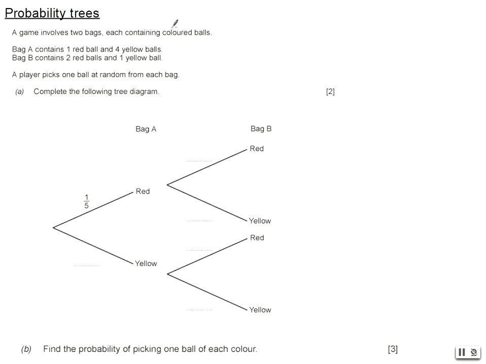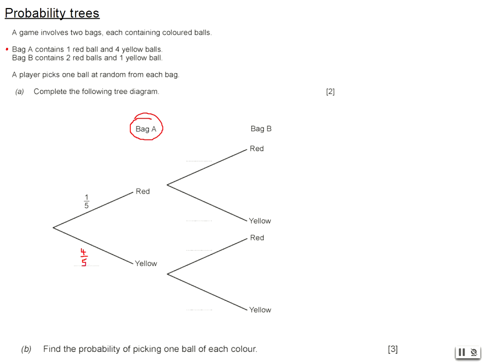So, probability trees. Now this first question talks about a game involving two bags, each containing coloured balls. So bag A contains 1 red and 4 yellow. So this first section of the tree diagram is bag A. So there's 5 balls in total, so that's why they filled in 1 out of 5 for red. That means the remaining 4 yellows would be 4 out of 5.